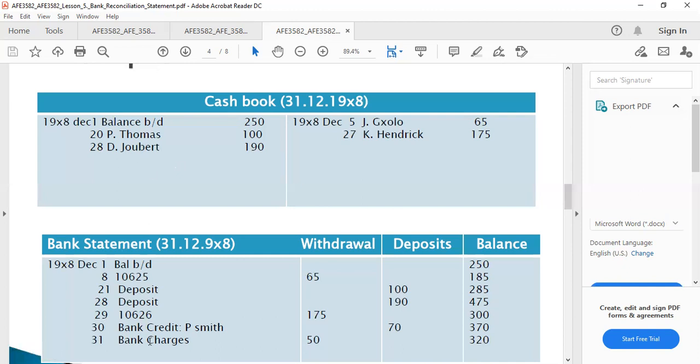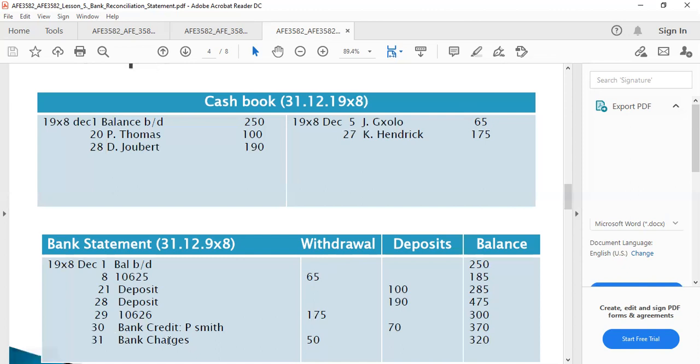So under details, you have P Smith and then $70. You understand? And then from there, we compare the credit side of our cash book and the debit side of our bank statement. So we have 65 in our cash book, 65 in our bank statement, so it's fine. We have 175, we have 175, so it's fine. We have $50 in our bank statement, but we do not have it in our cash book. Which are the bank charges.